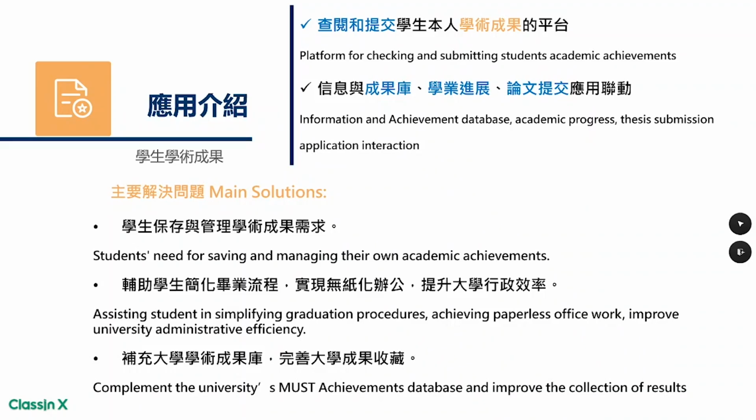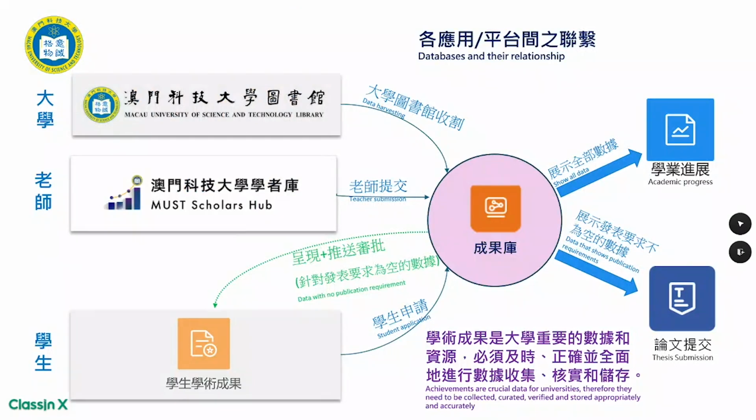And also, of course, we want to complement the university's MUST Achievement Database universe, because as I said previously, MUST has a lot of databases at the moment managing different things. And all of these you can check. So we have the thesis submission, we have academic progress, we have the student database, we have MUST Scholars Hub, which you may have already learned about. And we have the library with other kinds of databases in itself.